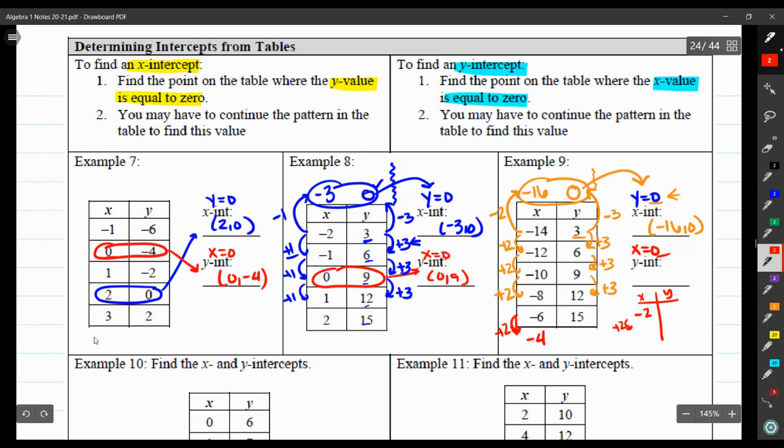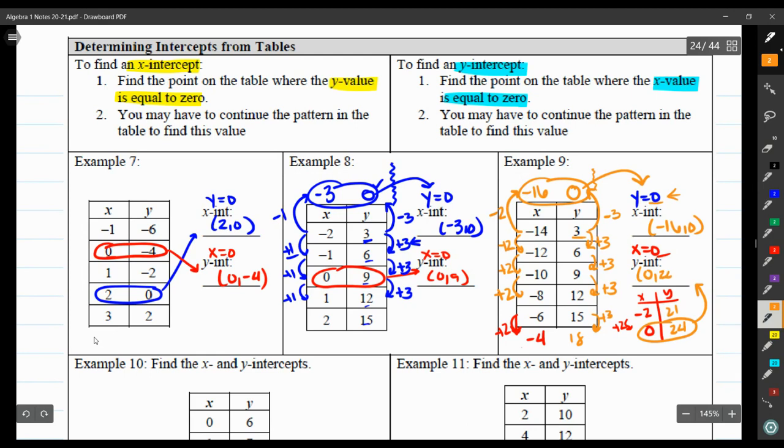Add 2 again, I get 0. So I have to do it a few times on this side. So 15 plus 3 makes 18. Add 3 again, 21. Add 3 again, we get 24. So here is my y-intercept.